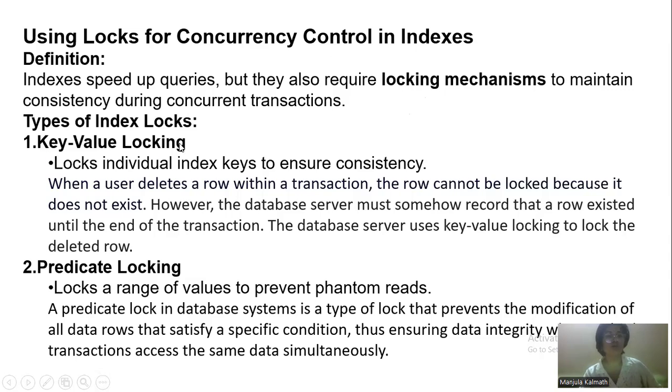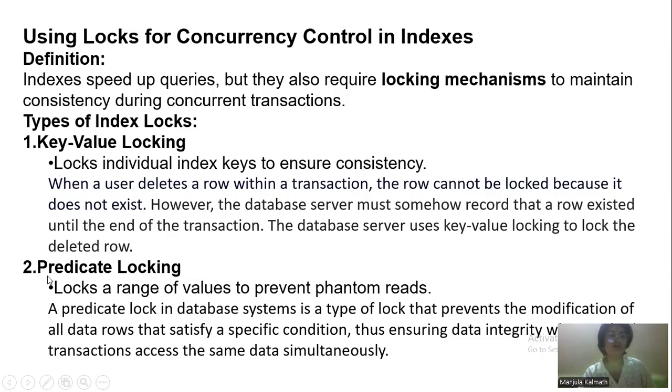One is key value locking. Key value locking means suppose we have records 1 to 50. If we delete some records in between, the deleted identity has to be kept here. Once the record is deleted, no identity for that record would remain. So this lock locks individual index keys to ensure consistency. Rather than deleting the data, that data is locked, and some identity is given until the consistency of the transaction is confirmed. That is key value locking.